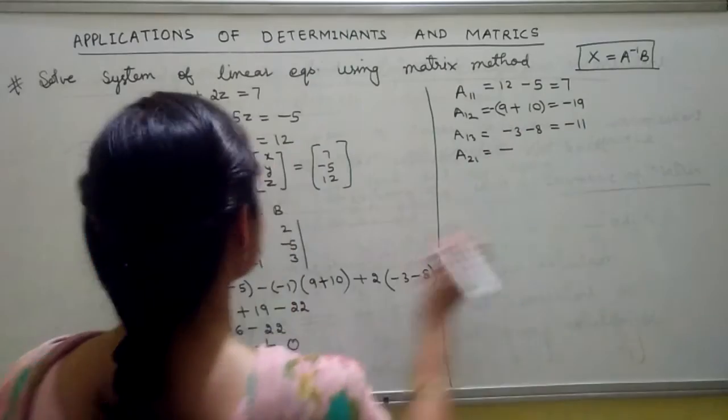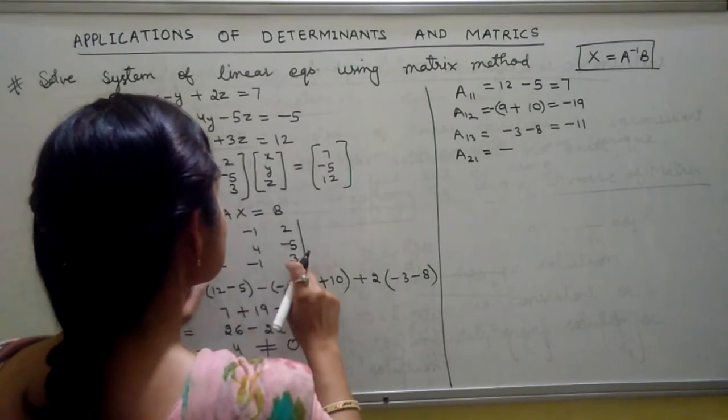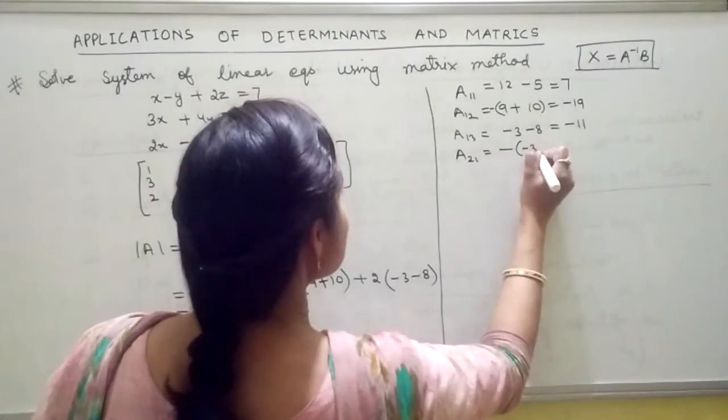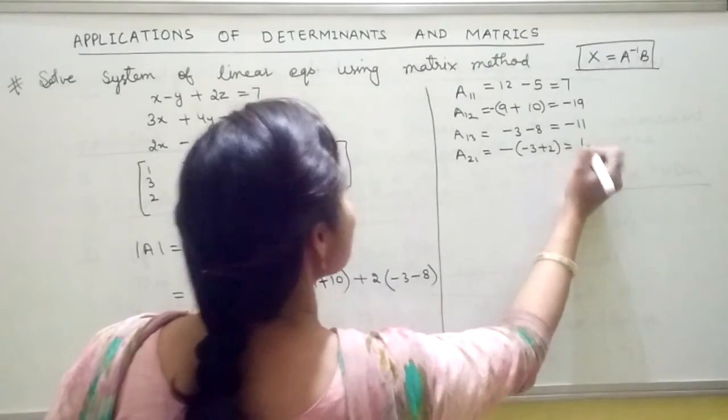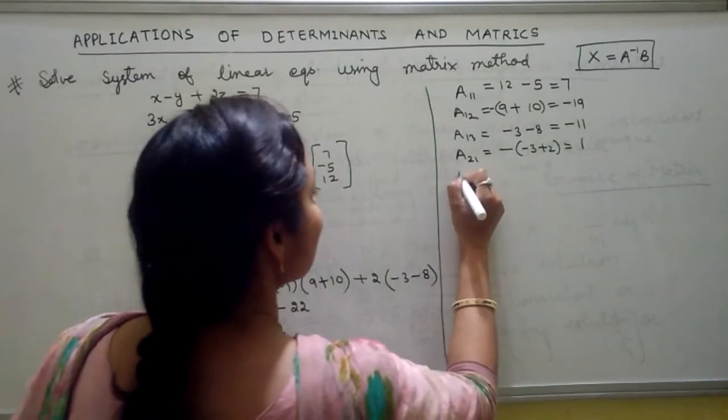A21. This is again a negative. This and this will cancel. Minus 3 plus 2. So we have plus 1. Minus 1 plus 1, 1.